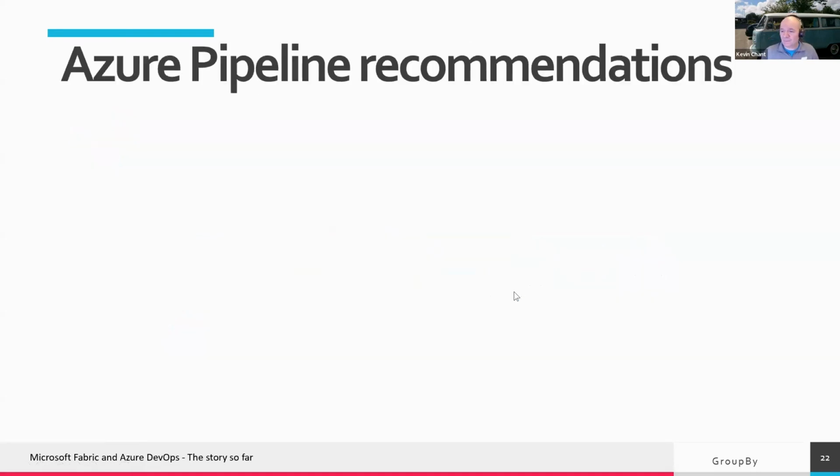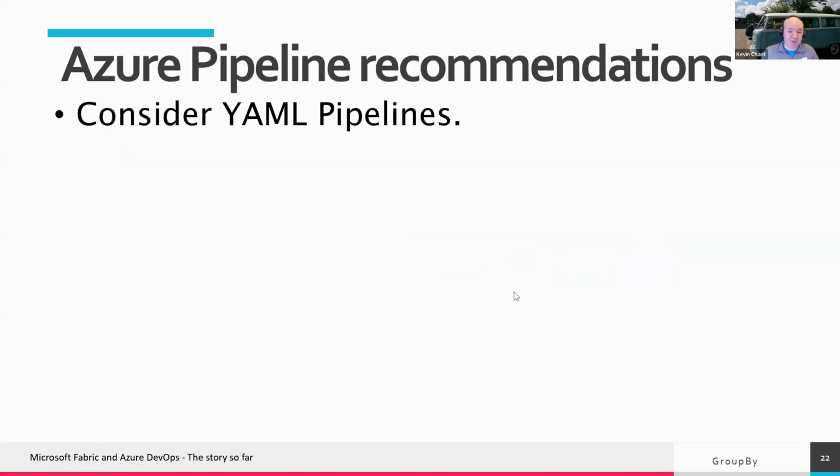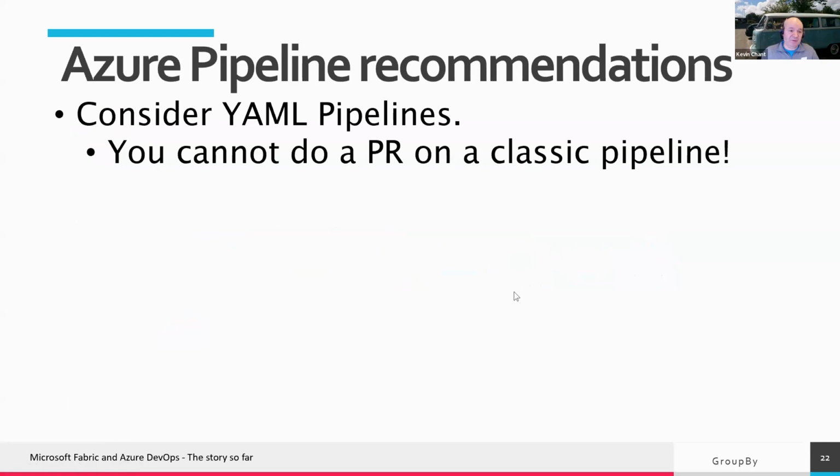So I have some recommendations if you're going to do this. So first of all, consider YAML pipelines here. I highly recommend YAML pipelines instead of the classic pipelines. For a start, you cannot do pull requests on classic pipelines. In other words, YAML pipelines are very flexible.